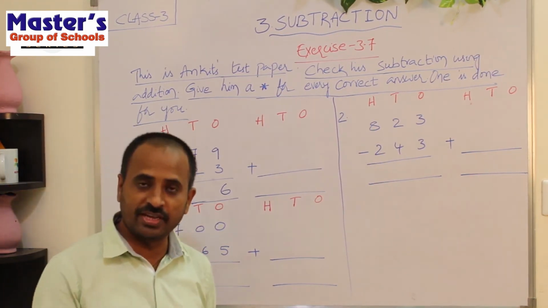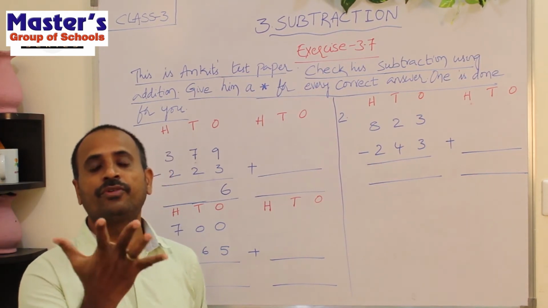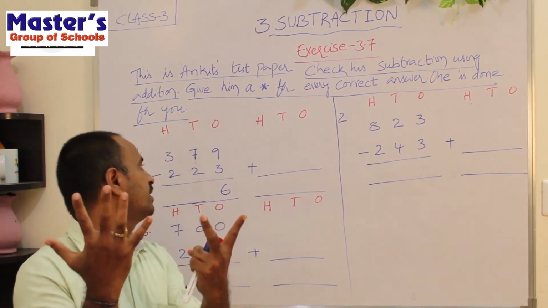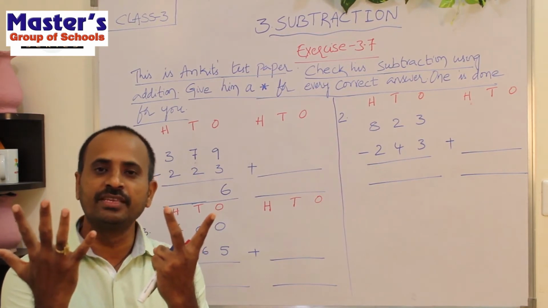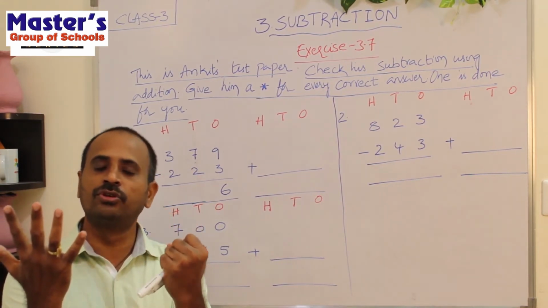So open 7 fingers of your hand. 1, 2, 3, 4, 5, 6, 7. Children, these are the 7 fingers. And what is the second number? 2. So close 2 fingers among these 7 fingers. So close 2 fingers. 1, 2. I have closed 2 fingers.